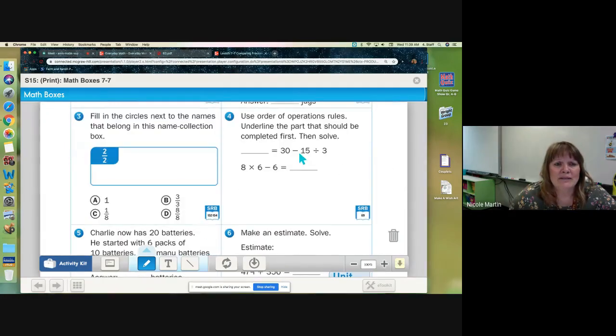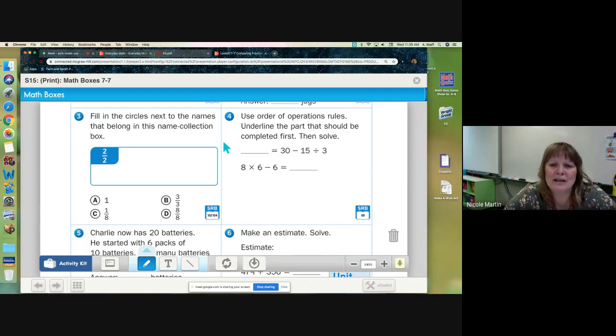Moving on to number 3, fill in the circles next to the names that belong in this collection box. 2 2's, 2 halves are really equal to what? So which of these would fit into the box? I'm going to give you a hint. There's 2 of them.